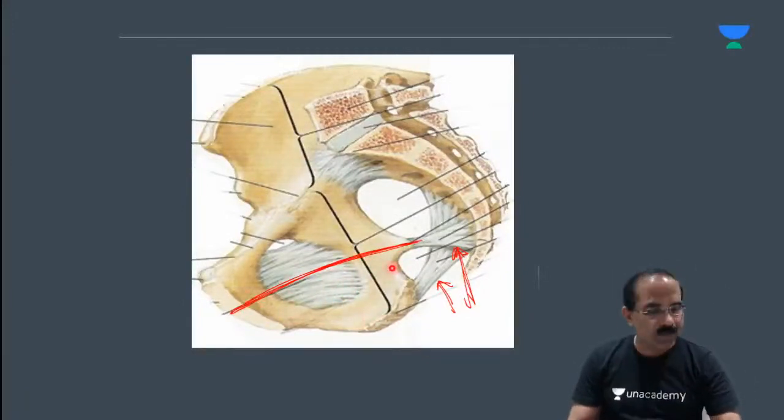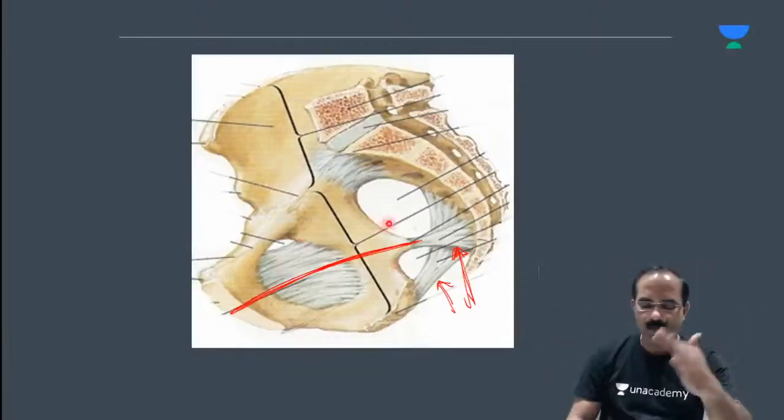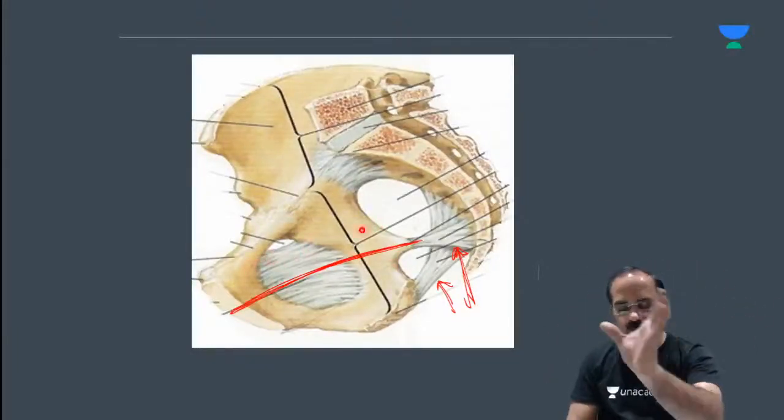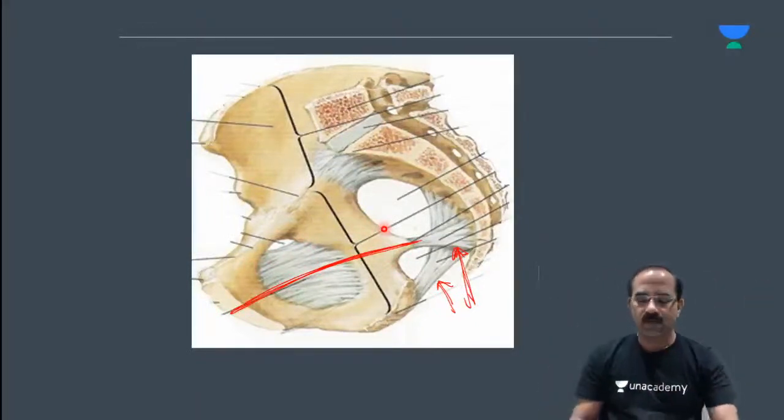So what are the contents of the perineum? The urethra, the vagina and the anal canal. And this pelvis mein kya hota hai? Bladder, uterus and rectum. Just understand this concept, everything will be clear.